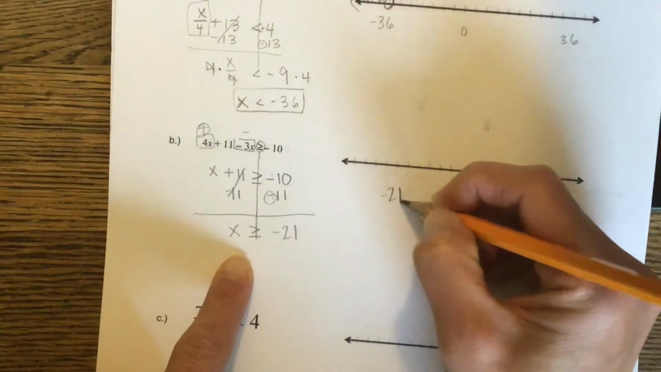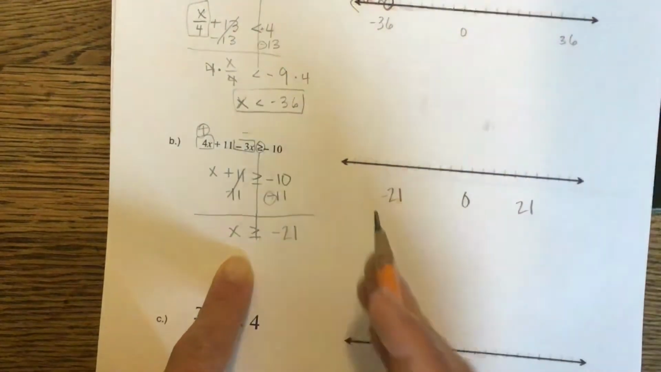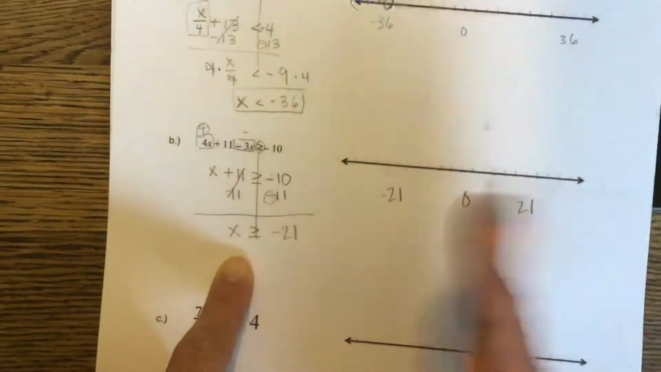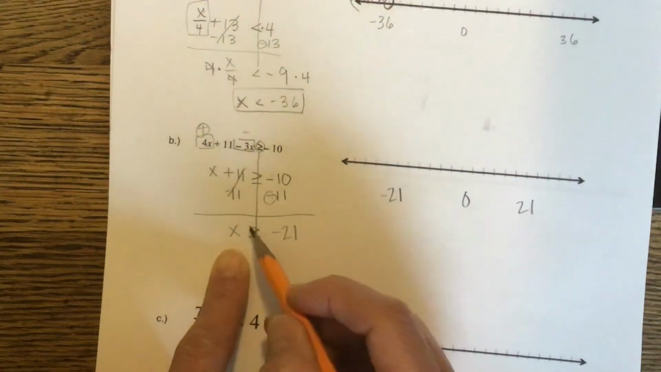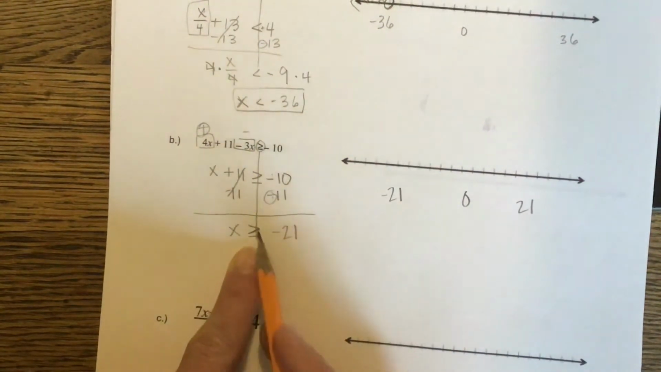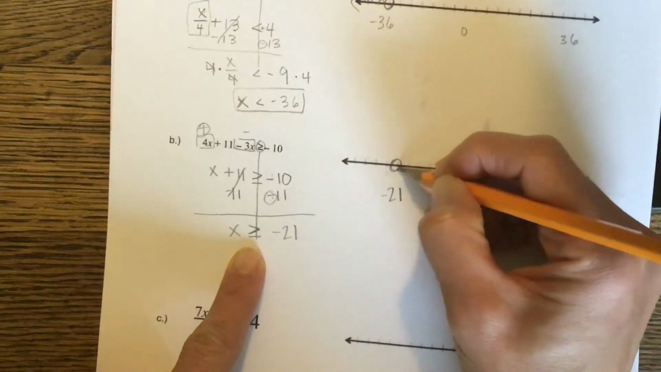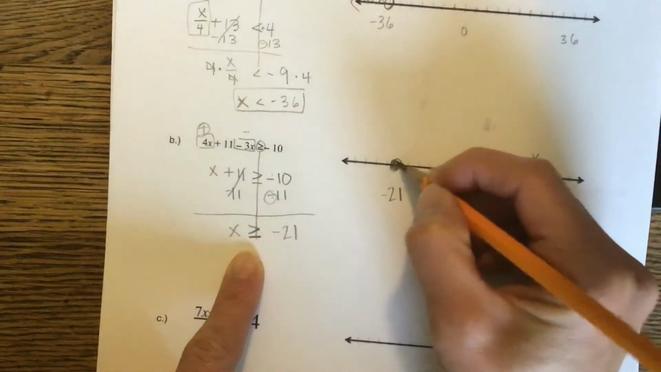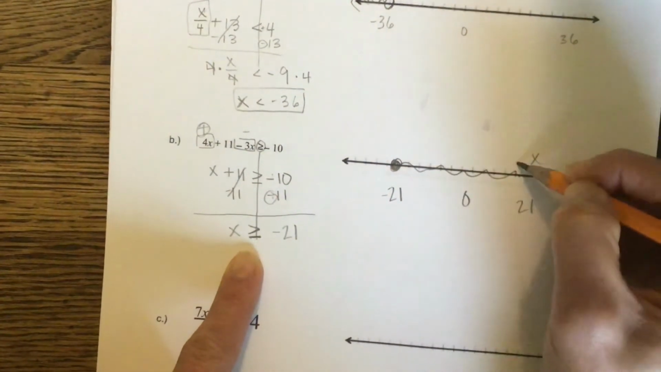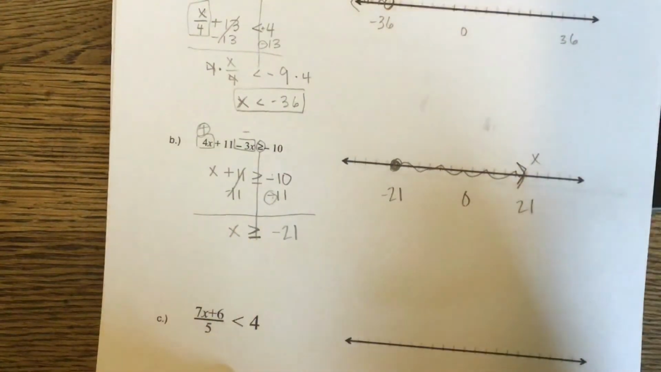Again, I'm going to mark negative 21. I'm going to mark 0, and I'm going to put a positive 21. So I've got a positive and a negative. I know where they are. And x, my solution can be something bigger than negative 21. So we're going to be closed this time because it's equal to. We are including negative 21 as an answer. And we're going this direction. And don't forget to draw that arrow because it does continue on.